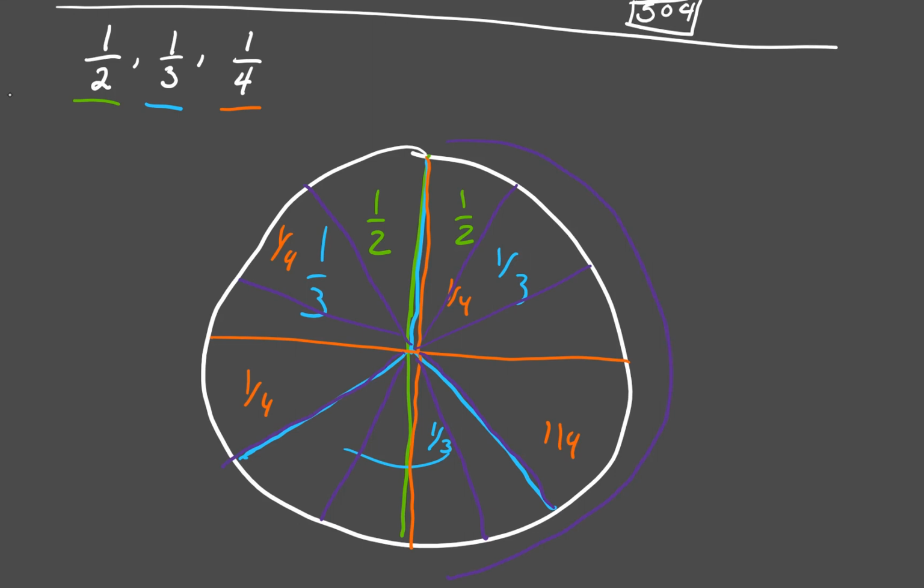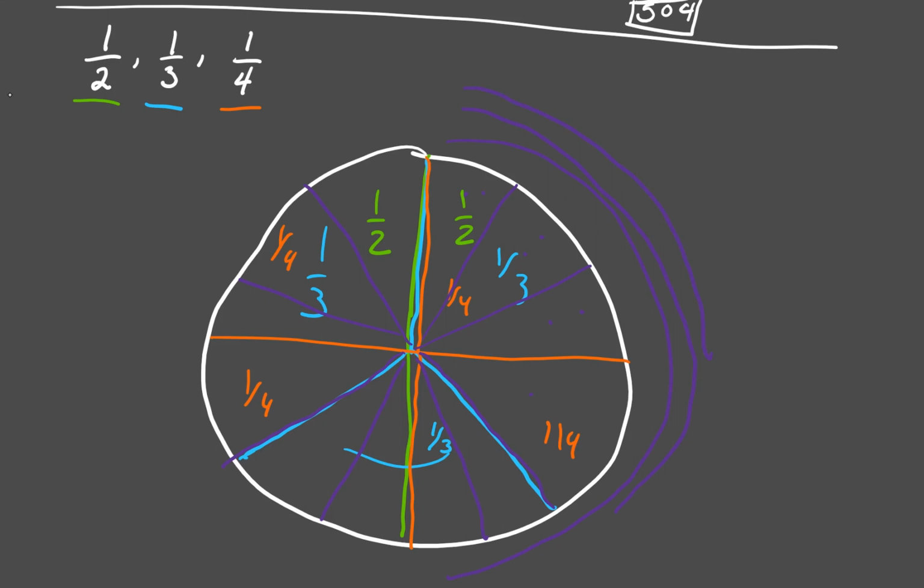So 12 is a common denominator with 1/2, right? If I take 4 of those pieces, I get a third, right? 1, 2, 3, 4 pieces, and I get a third. So I can get the thirds out of 12 as well. And if I only take 3 of those pieces, I get the fourth. 1, 2, 3. 3 of those 12 pieces would give me 1/4.